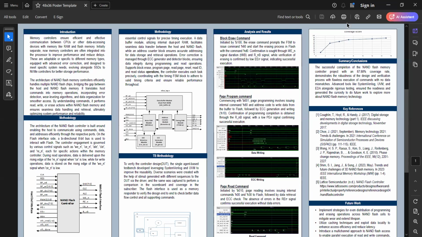Hi everybody, my name is Harsh and my project partner is Divyamani. Our project is the design and verification of NAND flash controller.